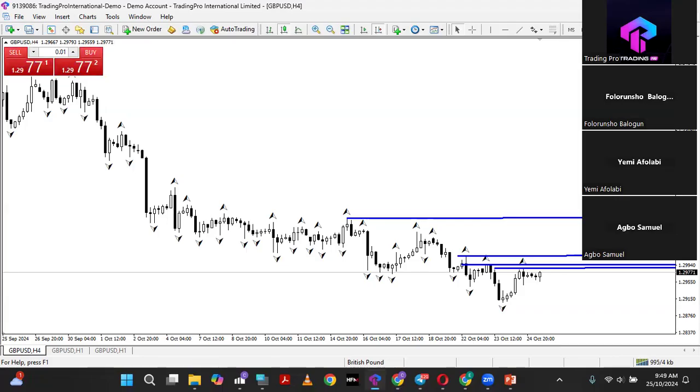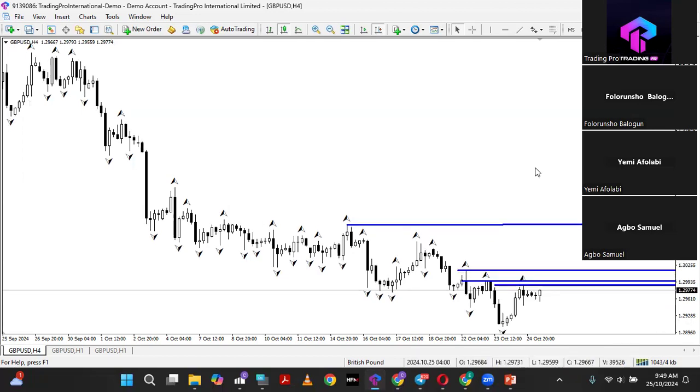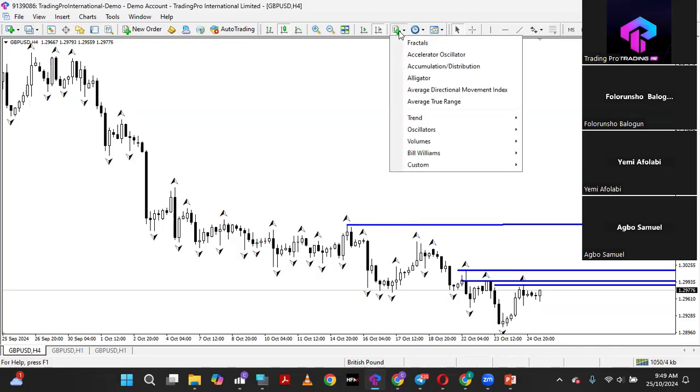Anybody with any questions so far? Okay. So instead of me using GBP, let me use GBP USD. It's a calm pair. So once you've done this, the next thing you're going to do is go back to the indicator list. You go to trend. When you go to trend, you go to moving average.